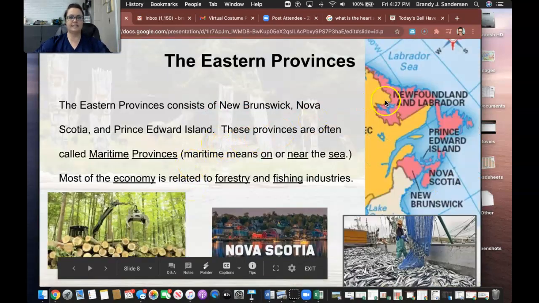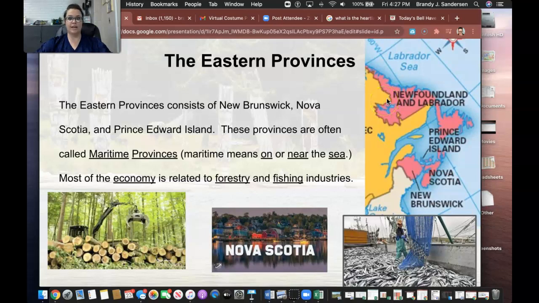So the first region is the eastern provinces. These are New Brunswick, Nova Scotia, Prince Edward Island, Newfoundland, Labrador Island. These are normally referred to as the maritime provinces. These are located near the sea, near Labrador Sea. Most of these, the industry is forestry or fishing. Most of the economy, most of the money comes from those 2 industries. Again, pause it if you need to.